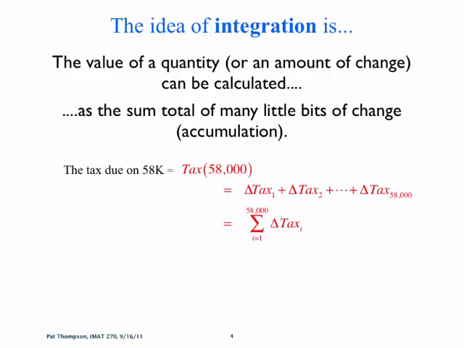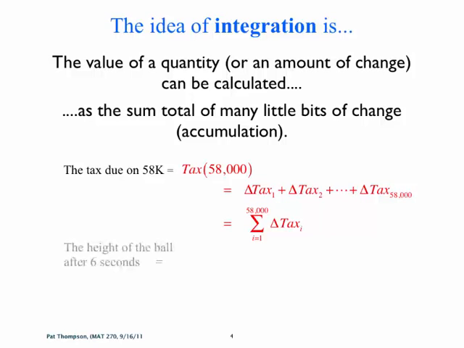Okay, and so then we saw this notation. The sigma means sum. Since they all look exactly the same, let's just write that thing once, delta tax. And then this sum thing will tell us that we're summing up a bunch of those.